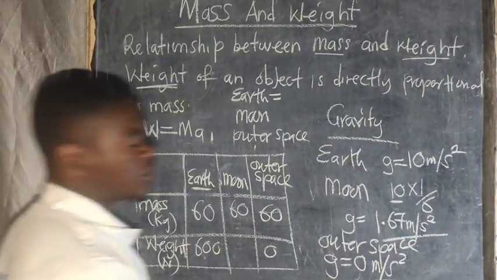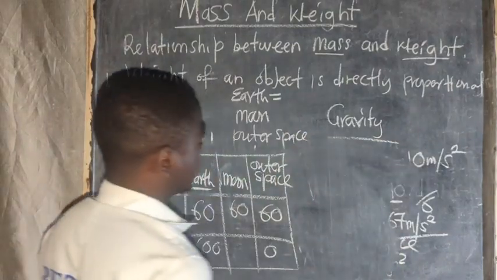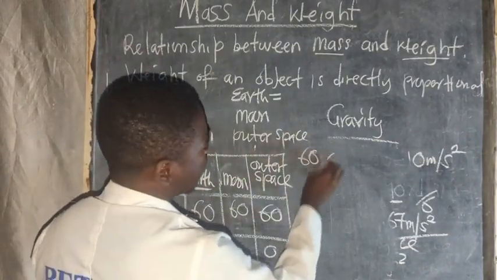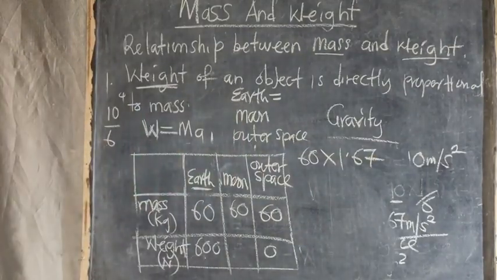So let us multiply. What answer are we getting? 60 times 1.67. What is the answer there? Let me see the answer there. What is the answer there when we multiply?